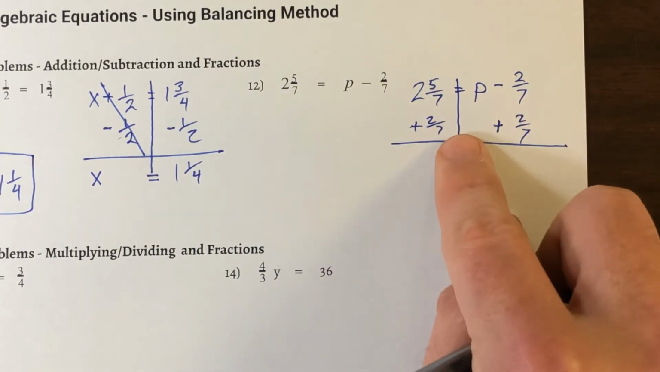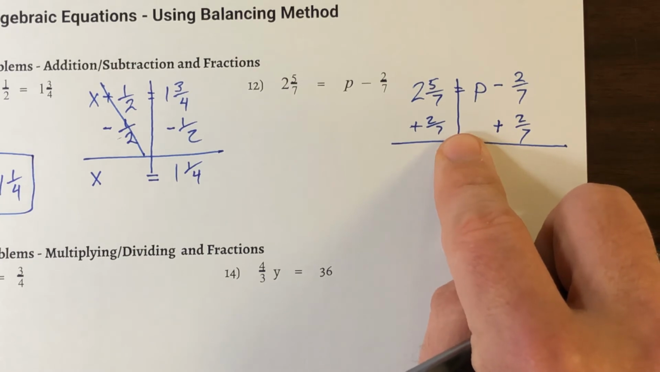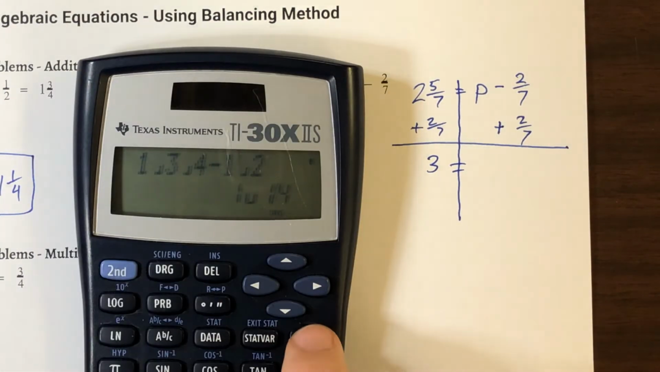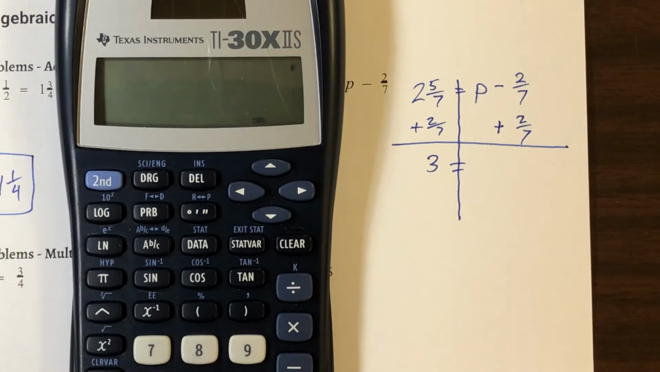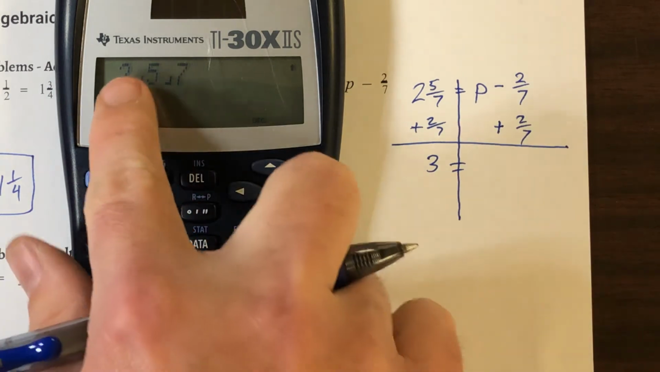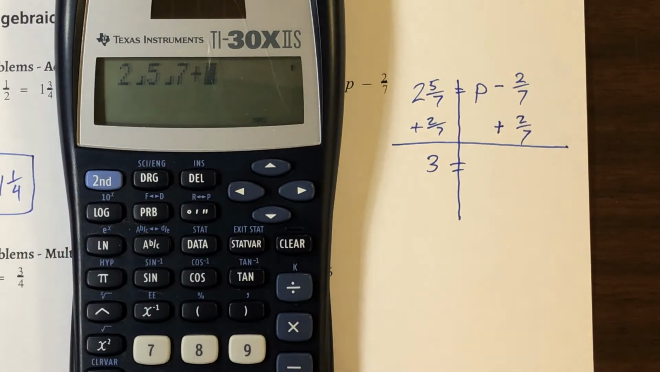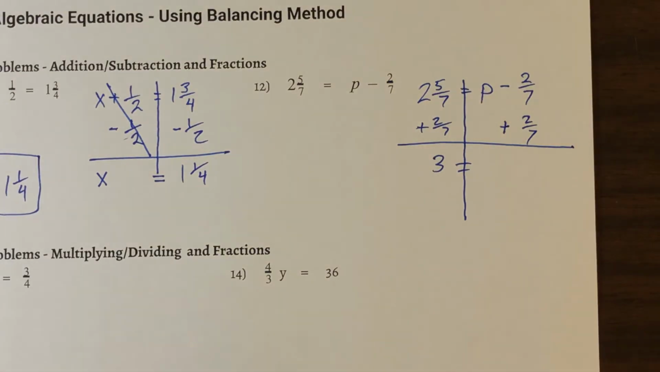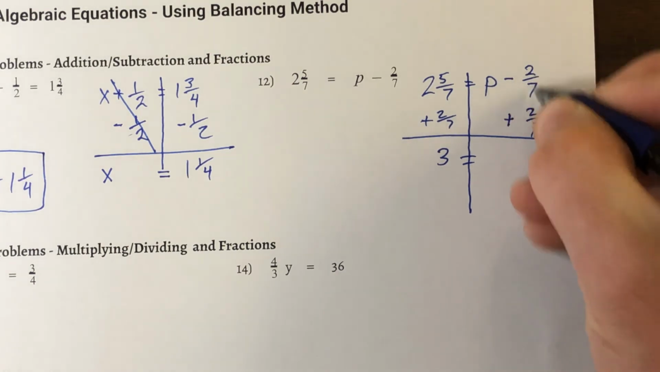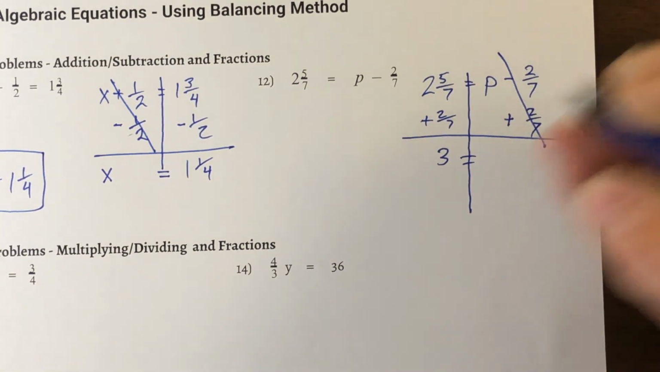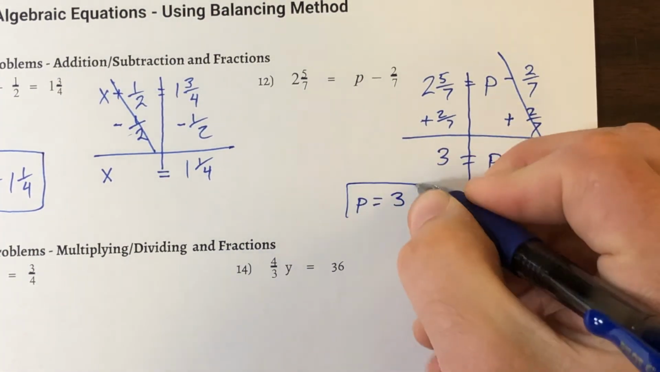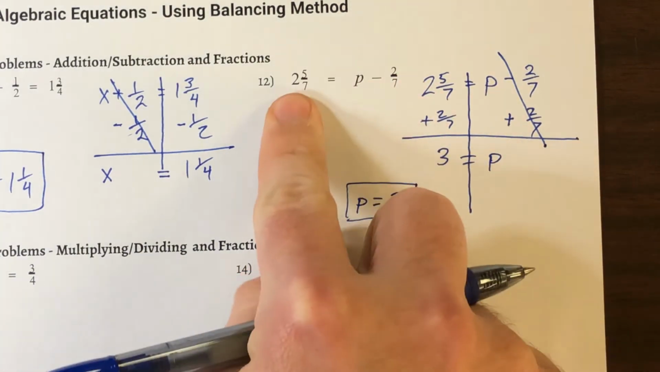2 5/7 plus 2/7 is going to be 2 7/7, which is 3. And not that I'm encouraging the use of a calculator, again, I'm just going to show you how to type in mixed numbers. So 2, ABC, 5, ABC, 7. So that's going to be 2 5/7. And to add 2/7, 2 ABC, 7. And you're going to get 3, of course. All right. Minus 2/7 plus 2/7, because it's the opposite, they're going to cancel, leaving me with p. So our solution is p equals 3. If I take 3 and subtract 2/7, I'm going to have 2 5/7.